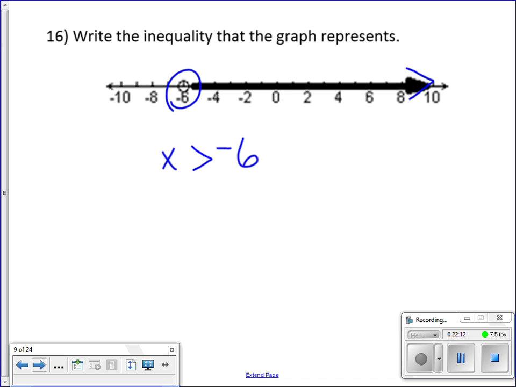Is it greater than, or is it greater than or equal to? I have to look at the circle. Is it open or is it closed? If it's open, it's just greater than and that's it. If it's closed, I'd have to put the equal sign. It's not closed, so it's strictly greater than. It's all my numbers larger than -6, or greater than -6.